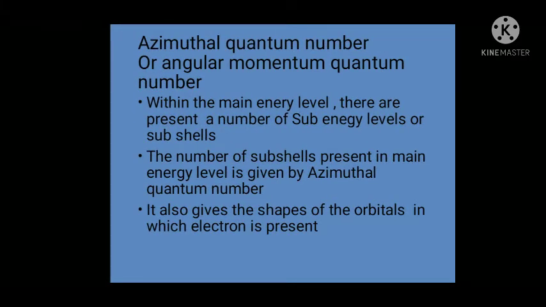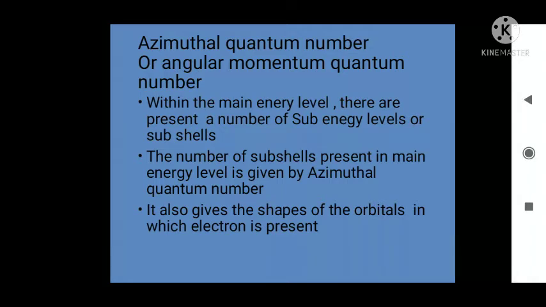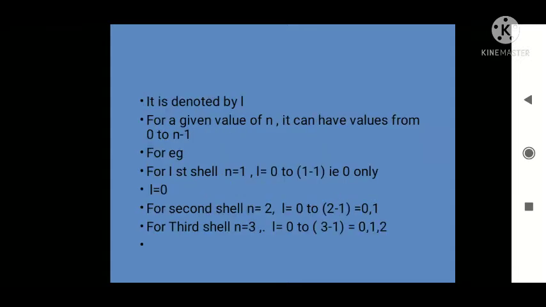The second quantum number is known as the azimuthal quantum number or angular momentum quantum number. We know that each main energy level or each shell is divided into sub-energy levels or subshells. The number of subshells present in each main shell is given by the azimuthal quantum number. So the azimuthal quantum number gives how many subshells are present in each shell, and the shapes of these subshells are also determined by it. It is denoted by the letter l.